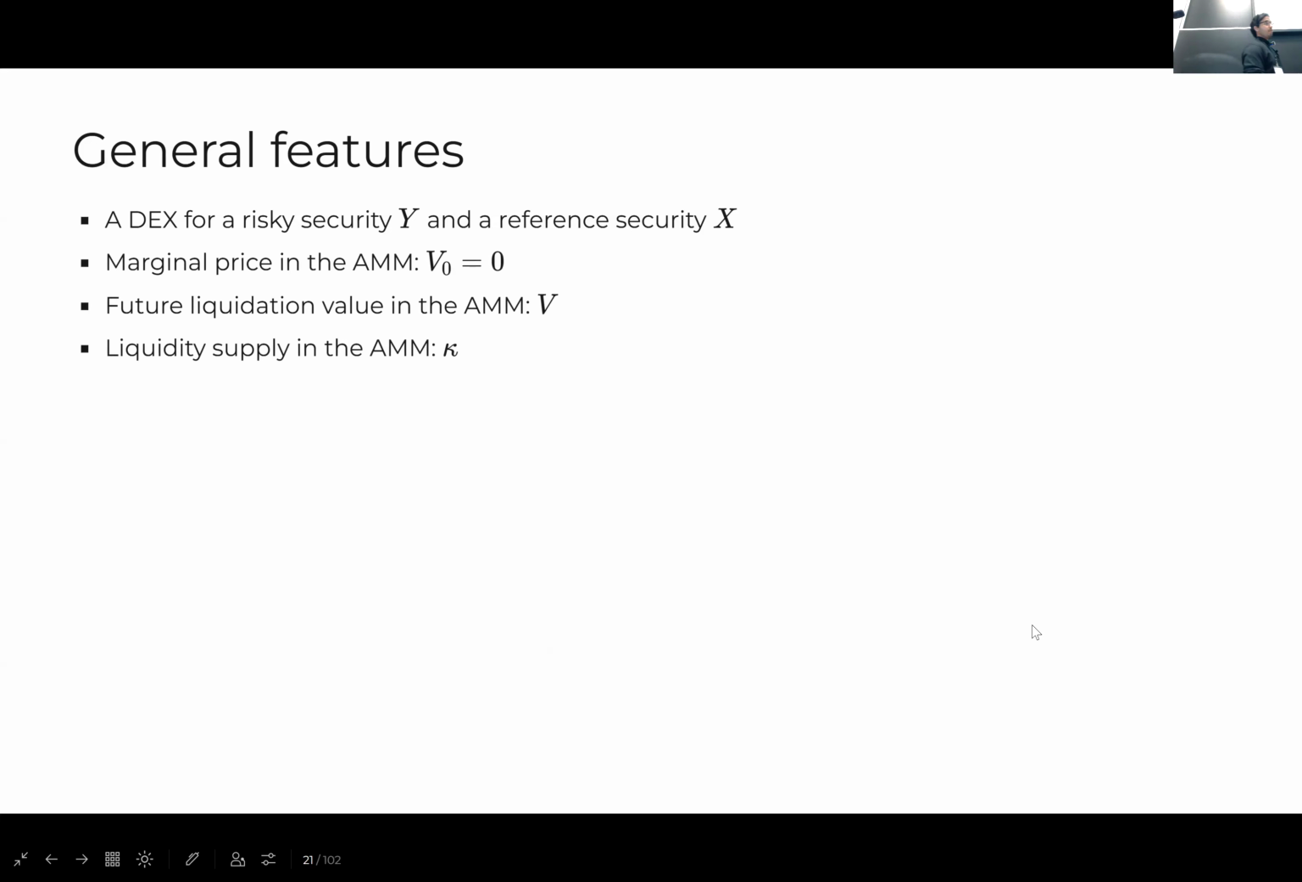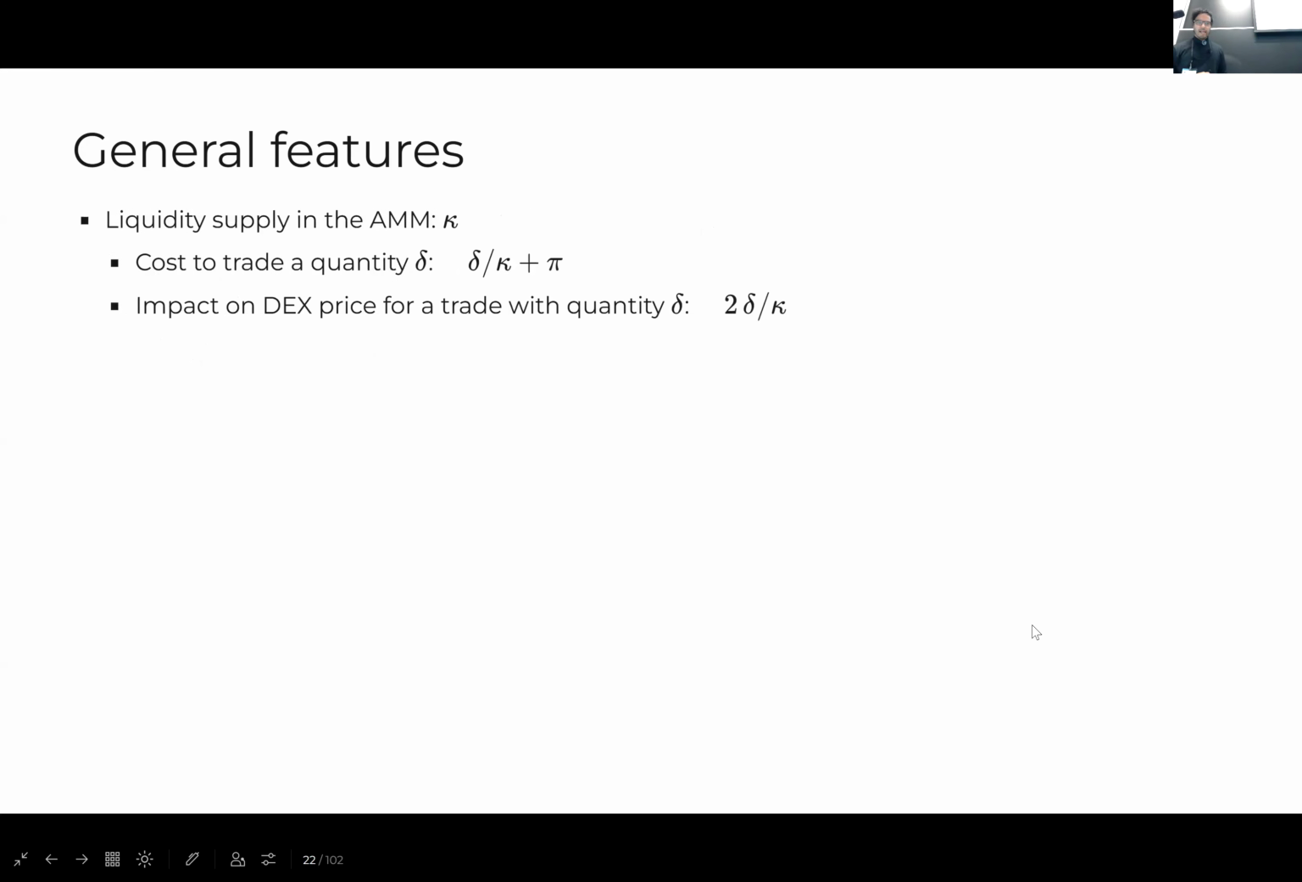Liquidity supply in the AMM is kappa. I won't say exactly what it is, but if I have time at the end of the talk, I will try and motivate this number. It's related to the convexity that you've heard in the first talk by Johannes. If the liquidity supply in the AMM is kappa, then the cost to trade a quantity delta is delta over kappa plus pi. Pi is this transactional fee that AMMs charge, a small percentage of the quantity. And this is the slippage, and 1 over kappa you can think of as the convexity cost again. So if I want to trade a quantity delta, this is what I pay. You can think of it as the spread quoted by the AMM for a quantity delta.